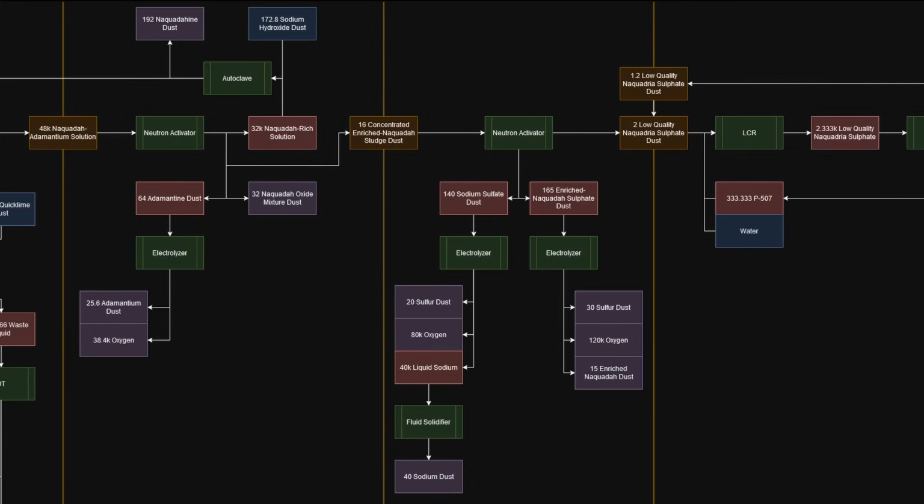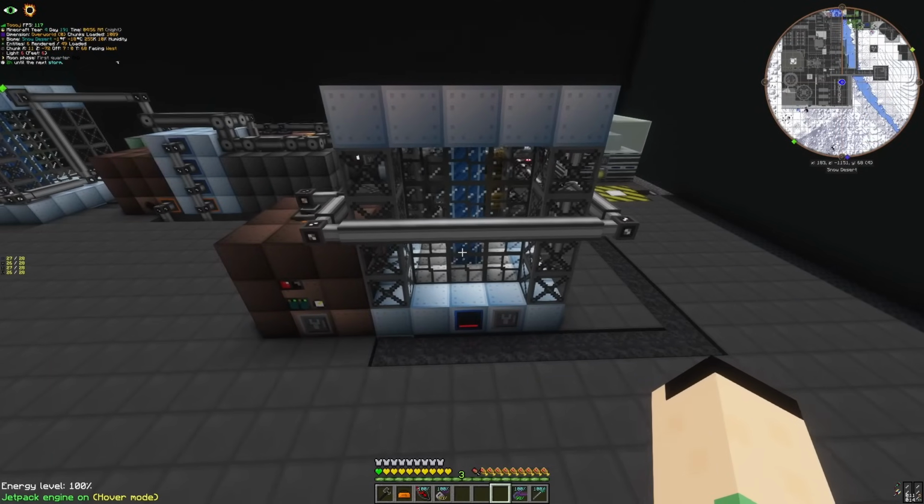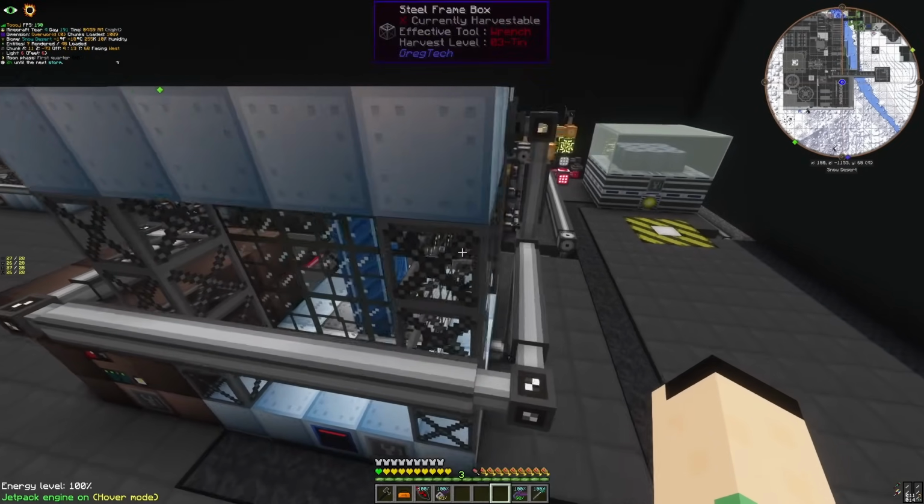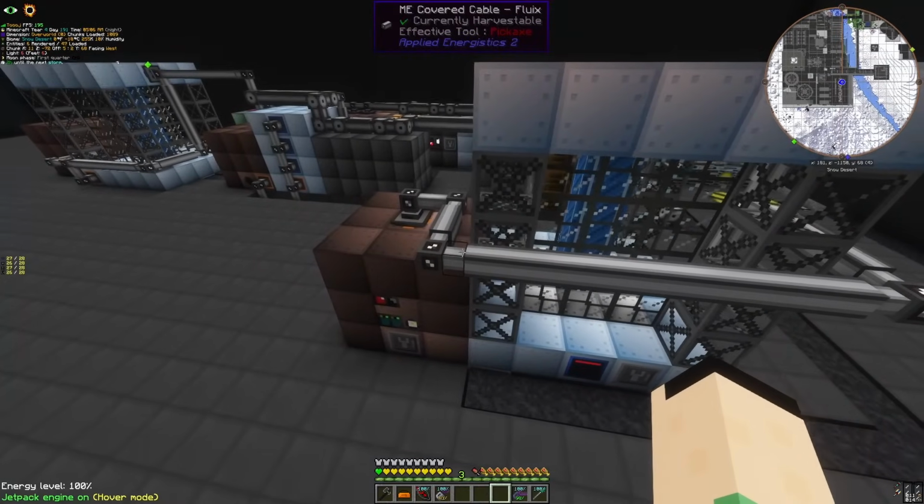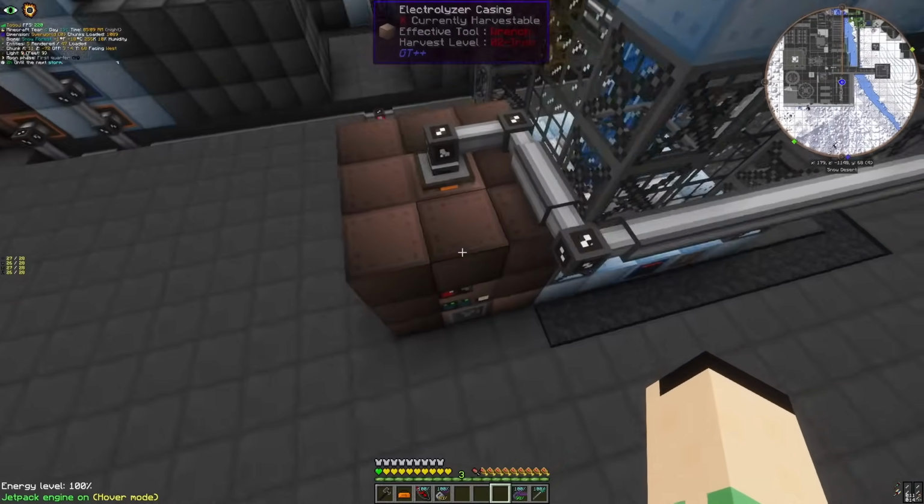Starting here, at the concentrated enriched Naquadah sludge dust. This goes into a neutron activator that gets you low quality Naquadah sulfate dust. We also make sodium sulfate dust, which I'm going to electrolyze, and enriched Naquadah sulfate dust, which I'm also going to electrolyze. Here's the second neutron activator for processing concentrated enriched Naquadah sludge dust. From this, the sodium sulfate and enriched Naquadah sulfate dust get electrolyzed.